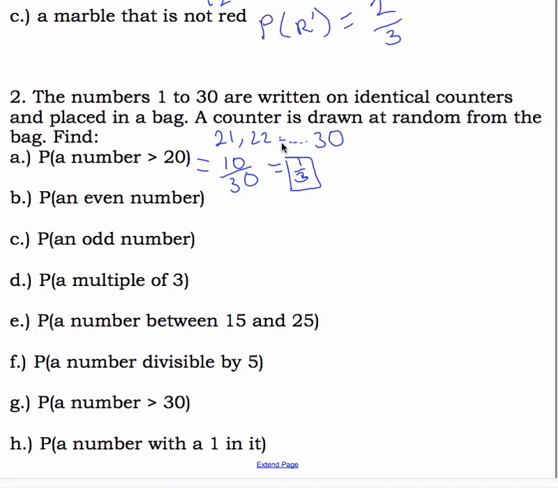Okay. Probability of an even number. Well, there's 15 even numbers and 15 odd numbers, so the probability of an even number is half. Right? And the probability of odd is also half. Those have to add up to 1.